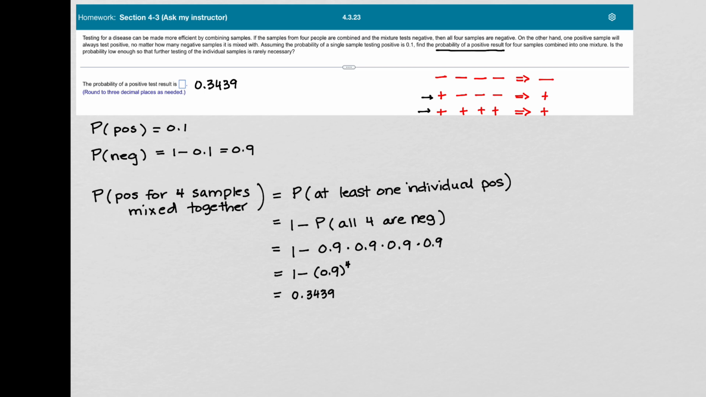Now, in the next part, it's going to ask, is this probability low enough so that further testing is rarely necessary? And we're going to say no, because 34% of the time we're getting a positive result. So we're often going to have to go back, a little bit more than a third of the time, and do 4 more tests. So we'd be better off not doing this mixture. So we would need the probability of getting a positive result for an individual to be a lot lower before this was a good idea and a cost-saving measure. So that's how you do that problem.